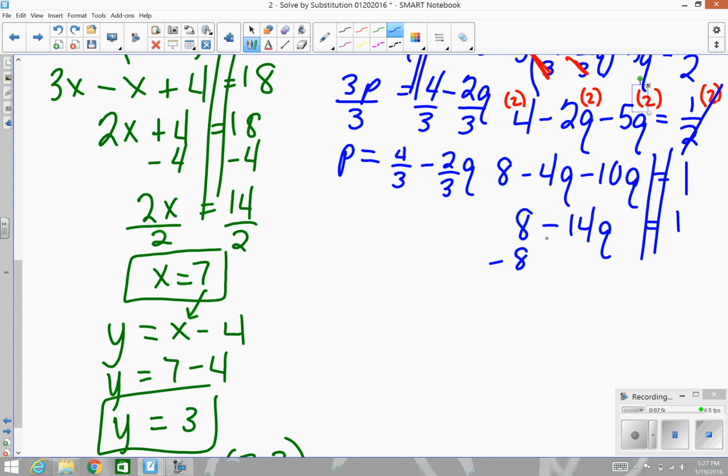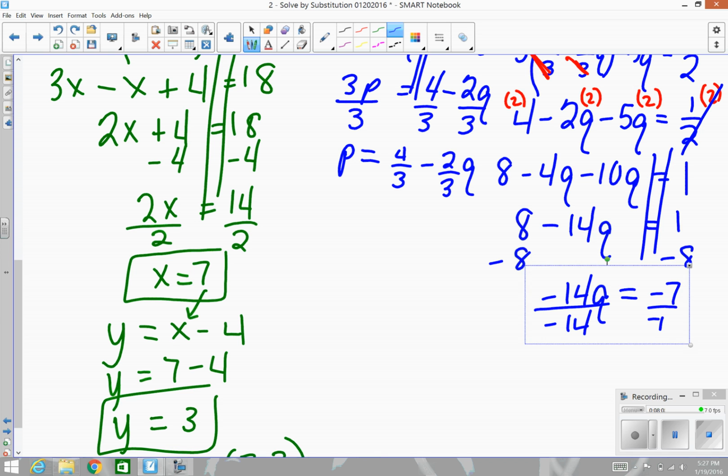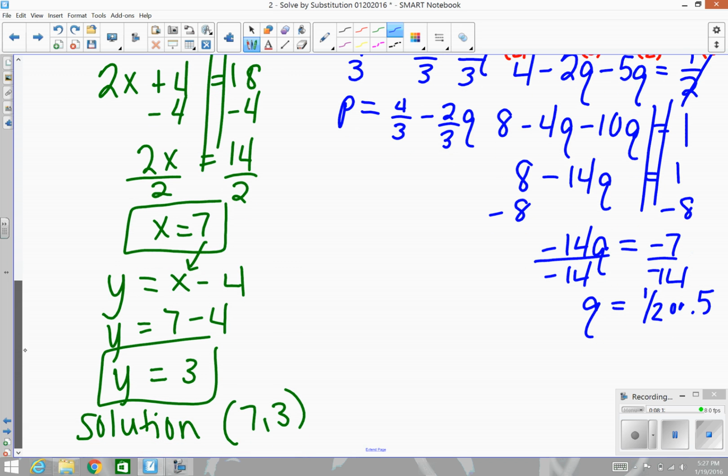Subtract 8 on both sides. We have negative 14q equals negative 7. Divide by negative 14, q equals 1/2, or 0.5. So we have one of our coordinates. Now I need to figure out what p equals. In order to do that, we're going to plug it back into that original equation.